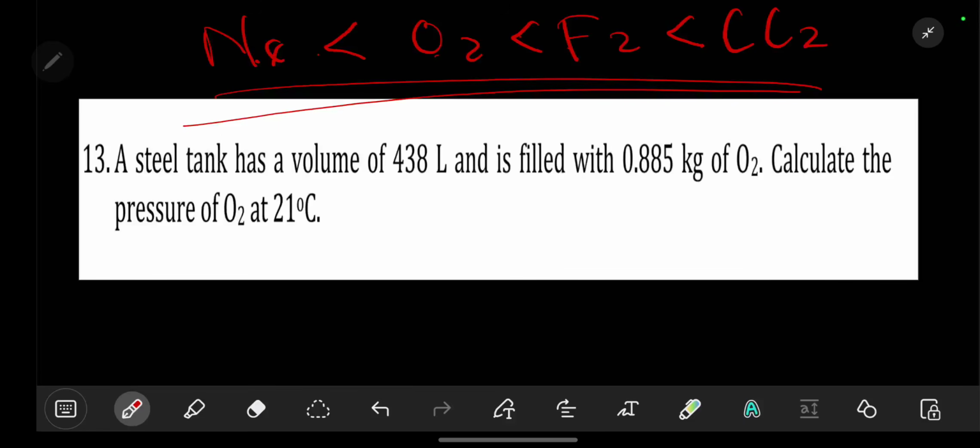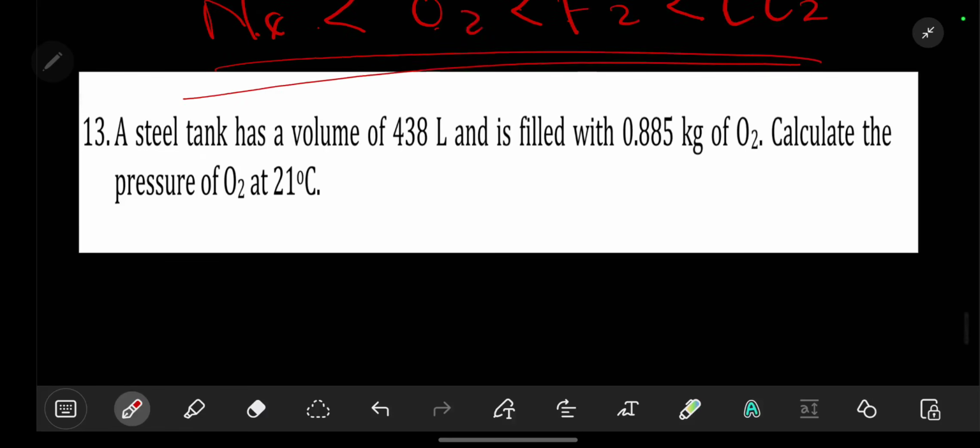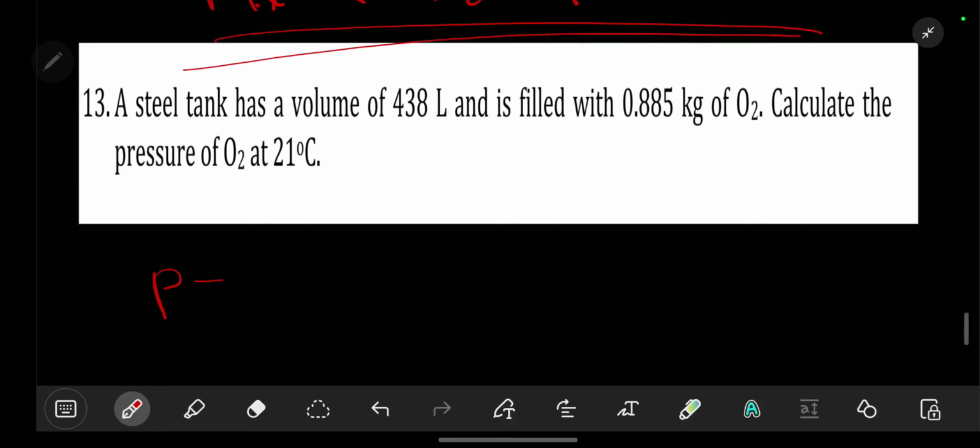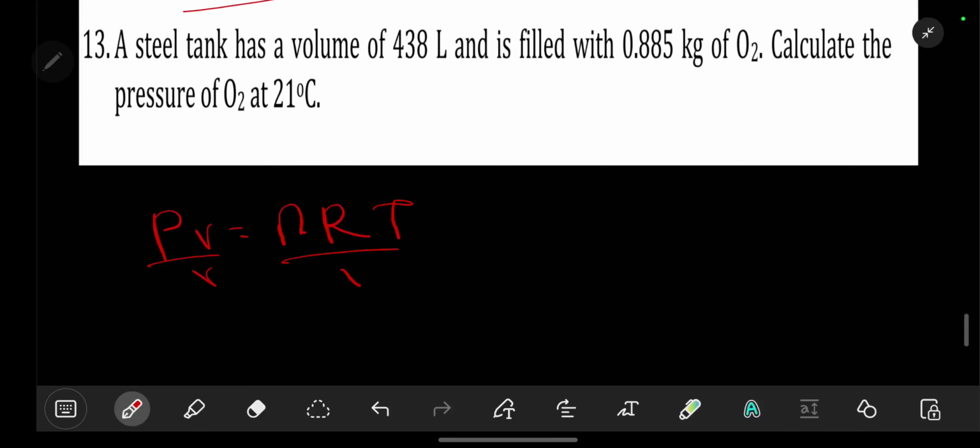So here we have a steel tank that has a volume of 438 liters and is filled with 0.885 kg of oxygen. Calculate the pressure of O2 at 21 degrees Celsius. We have PV equals nRT. Then we make the pressure the subject of the formula. So our pressure is equal to nRT over the volume.